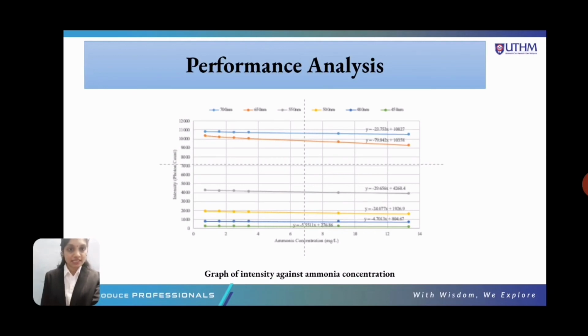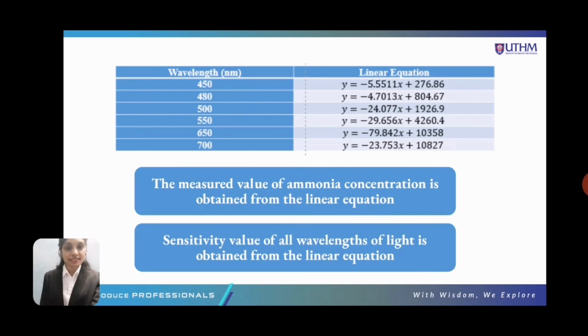The next is the performance analysis done on the experimental setup shown in chapter 3. From the experimental setup, the graph of intensity against ammonia concentration is obtained. Here we can see that at the 700 nanometer wavelength, the photon count is the highest. Meanwhile, at 450 nanometer, the photon count is the lowest. We also notice the trend that when the concentration of ammonia in the solution increases, the photon count decreases along with it. From the graph, we also obtain the linear equation to get the measured value of ammonia concentration and the sensitivity value of all the wavelengths of light.